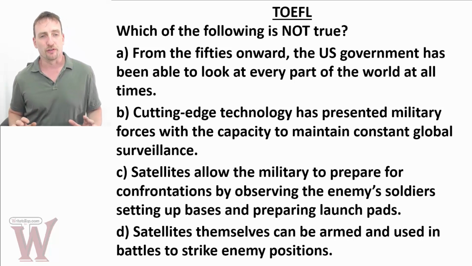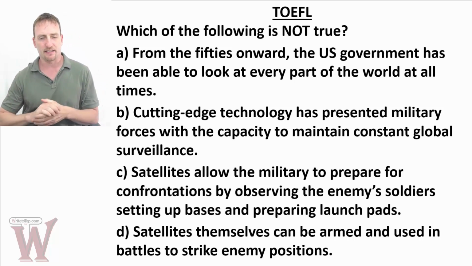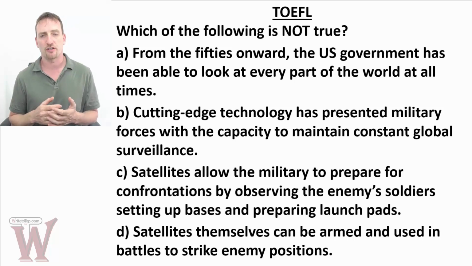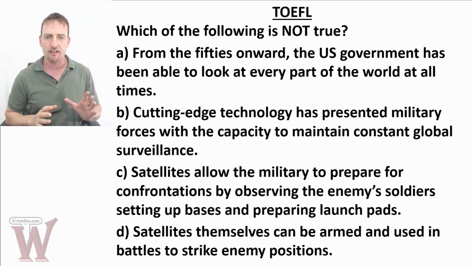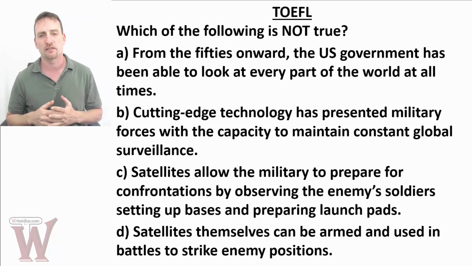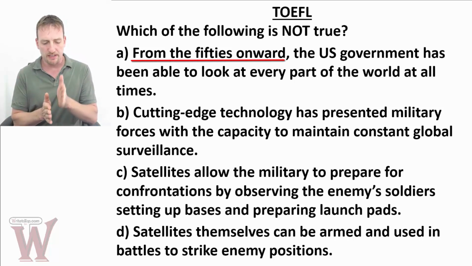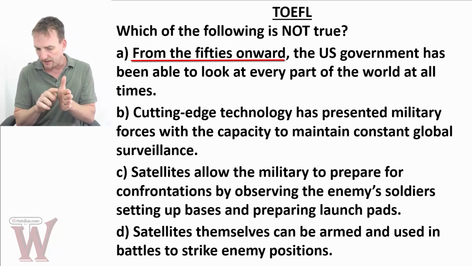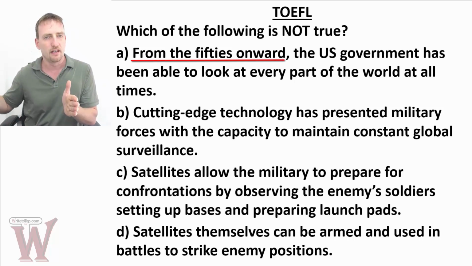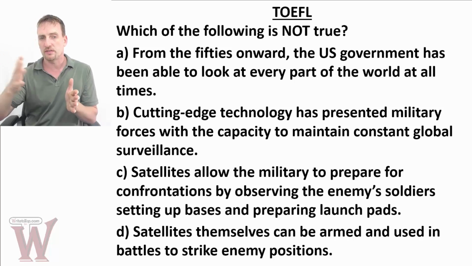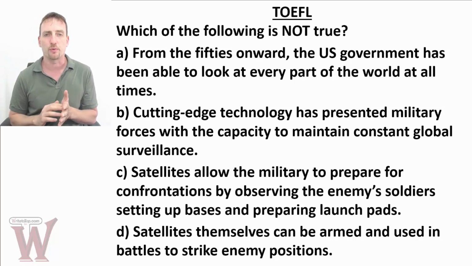So let's look at TOEFL. So one of the question types you might see is which of the following sentences is not true. They'll tell you, look at paragraph 3, and then say which of the following is not true. From the 50s onward, the US government has been able to look at every part of the world at all times. Now, is this true? Well, let's analyze the different pieces. From the 50s onward means starting in the 1950s and continuing onward until today. Basically, this means always. The US government has been able to look at every part of the world at all times.